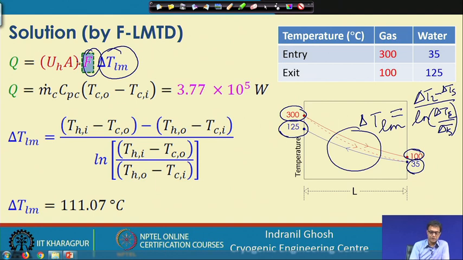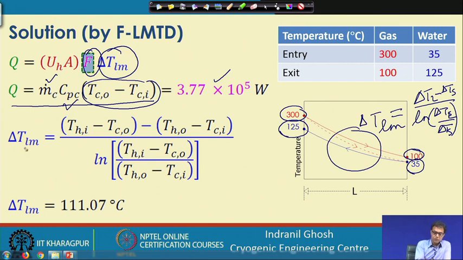So, how to determine this correction factor? Let us see. We already know the amount of heat getting transferred, because we have been told the mass flow rate of the cold fluid. We know the Cp of the cold fluid and the exit and inlet temperature of the cold fluid stream. So, the total heat is known in this equation.